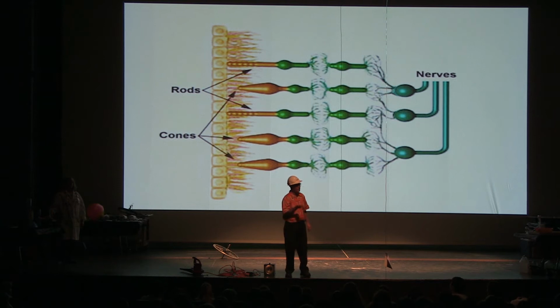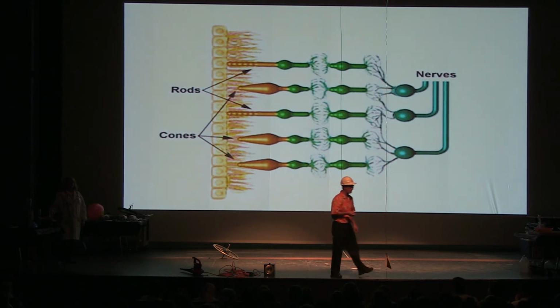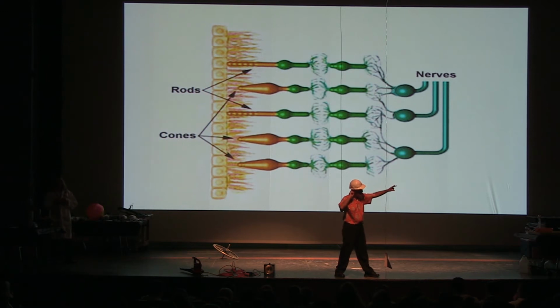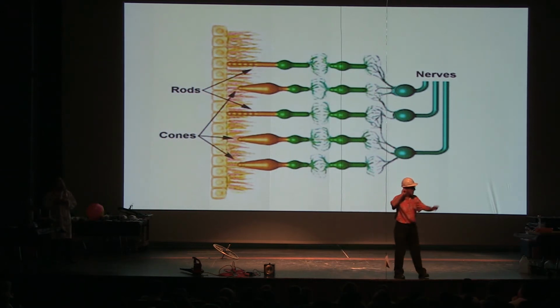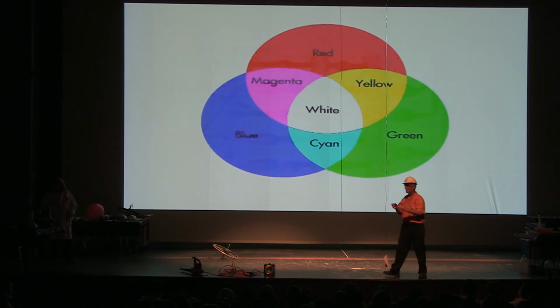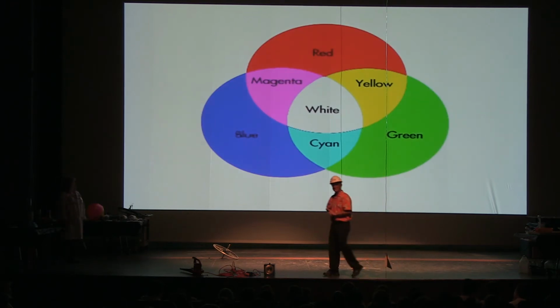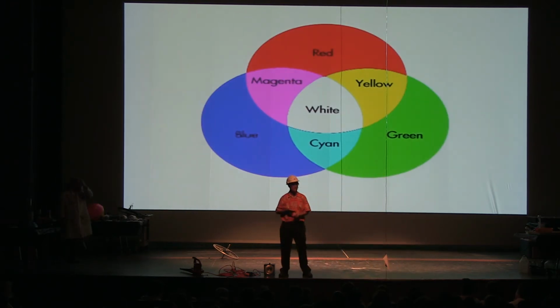Our eyes use primary colors. What are the primary colors? I heard red, blue, yellow, and green. Wait, we have a problem here. The problem is that when we talk about the primary colors of visible light, we're talking about red, green, and blue. Now the reason they're primary colors is because we can mix these three colors together and get all the different colors of the rainbow.